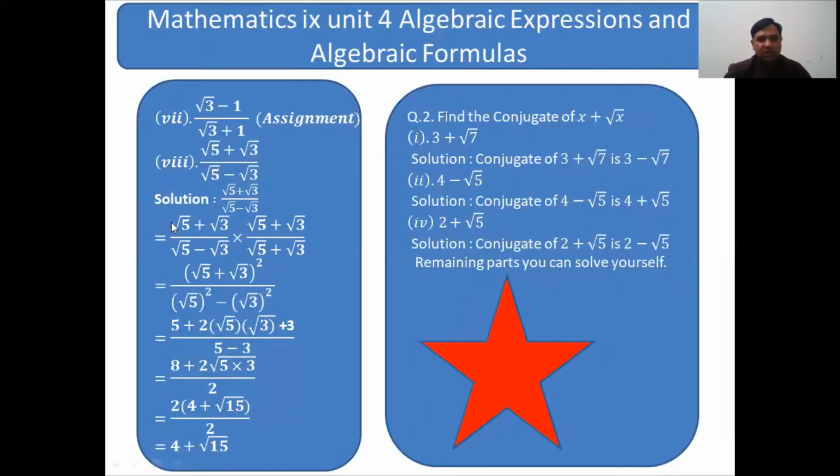So here is square root of 5 plus square root of 3, and the numerator is also square root of 5 plus square root of 3. When we multiply these two quantities, this is equal to square root of 5 plus square root of 3 whole squared. In the denominator, here is square root of 5 minus square root of 3 and here is square root of 3 plus square root of 5, so we can utilize the formula a squared minus b squared. So square root of 5 whole squared minus square root of 3 whole squared. And in the numerator we can use the formula (a plus b) whole squared.